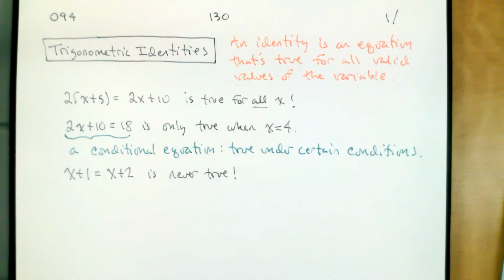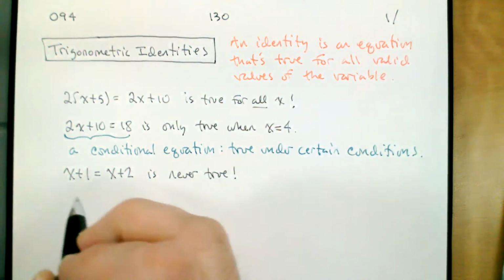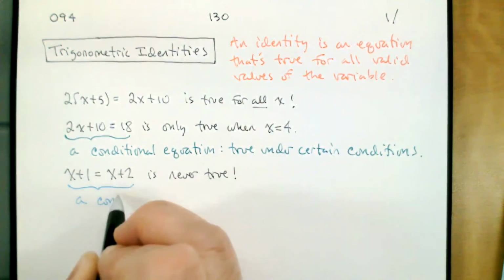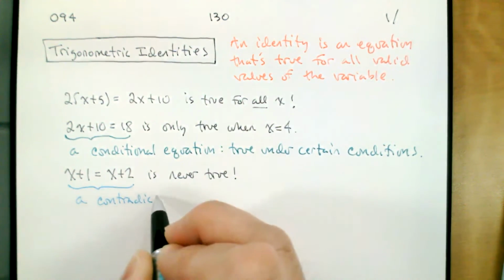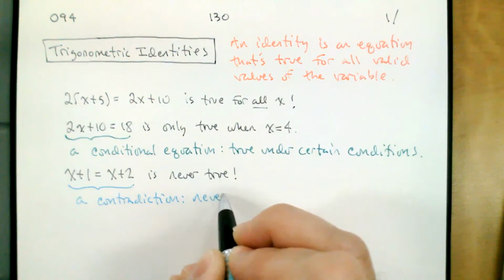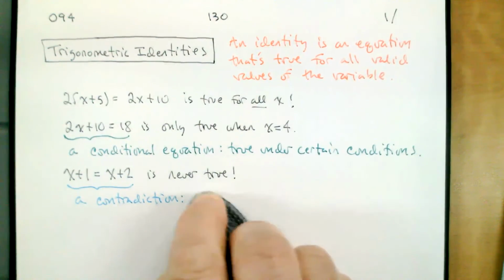An equation that says x plus 1 equals x plus 2, this equation is never true. No number is equal in value to the next number. This kind of equation is called a contradiction. An equation that's never true is called a contradiction. So a contradiction is an equation that's never true.